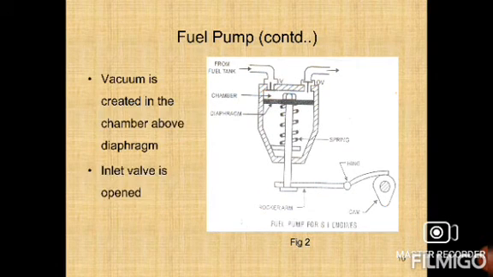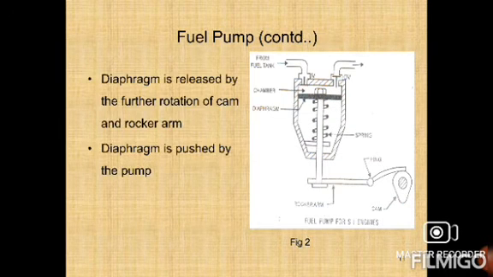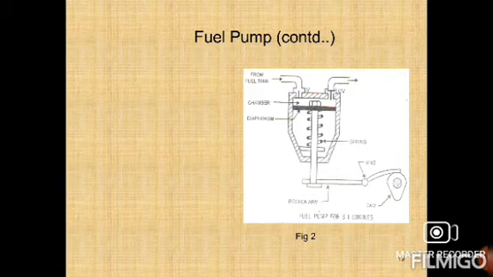Then next, vacuum is created in the chamber above the diaphragm. The inlet valve is opened, and fuel enters the pump. Then the diaphragm is released by the further rotation of the cam and rocker arm. With the rotation of the cam, the vacuum is created in the chamber above the diaphragm, the inlet valve is opened, and fuel enters the pump.